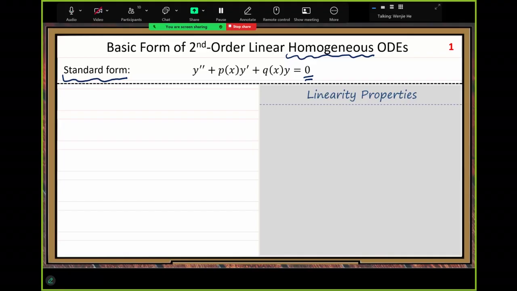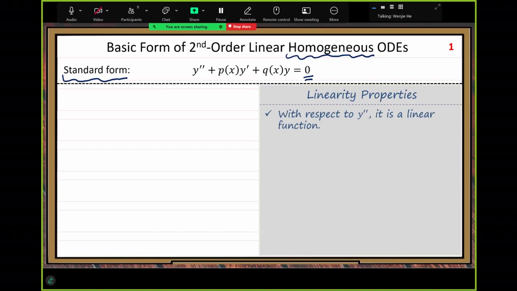All right. First, let's understand the linearity properties for the second order homogeneous linear ODE. Let's look at that. This simple property is very, very important. So what's that? Because how do you define linear second order ODEs? Based on the linearity properties, there are three cases, 1, 2, 3. Let's look at the first case.